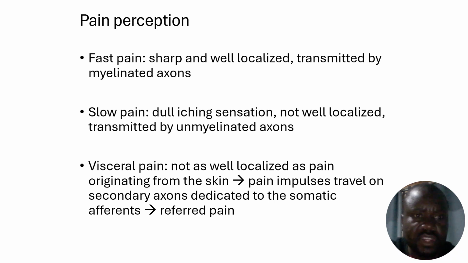Quickly, if you remember, we said in the classification of nerves that type A fibers, the delta subtype, transmit fast pain, and slow pain is transmitted by type C fibers. Therefore, fast pain and slow pain are defined based on the type of nerve fibers that transmit them. Then visceral pain is pain originating from internal organs, and usually this is referred pain. Okay, and we'll discuss that further.